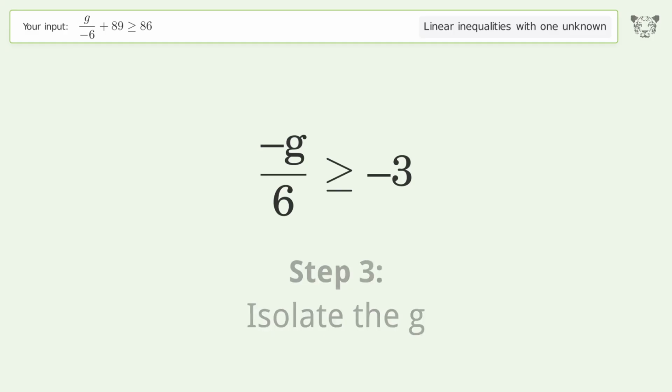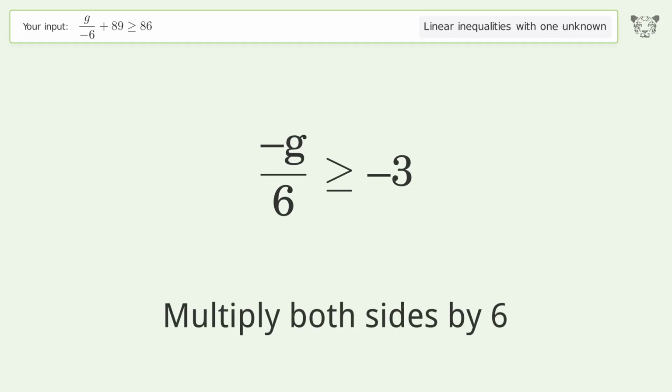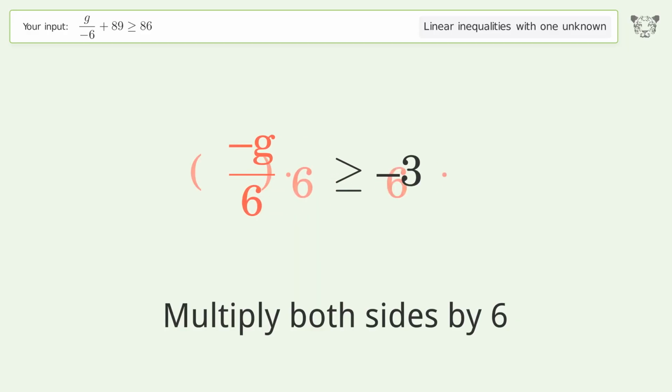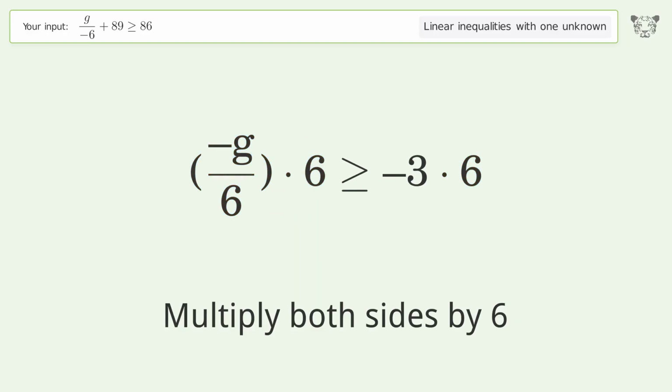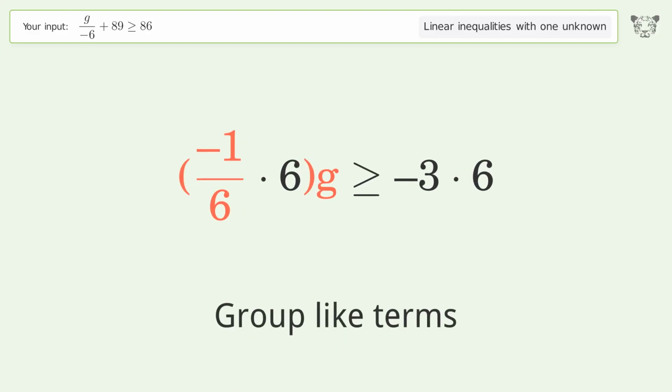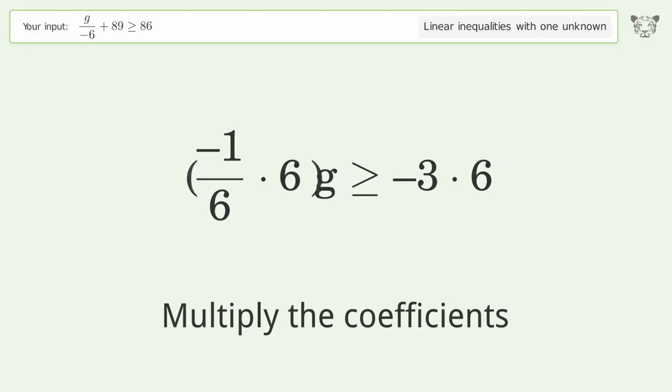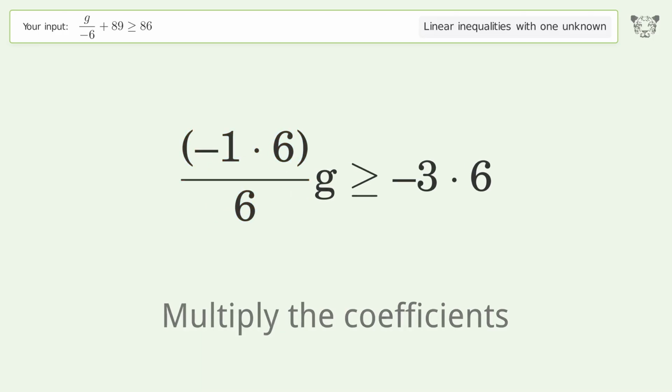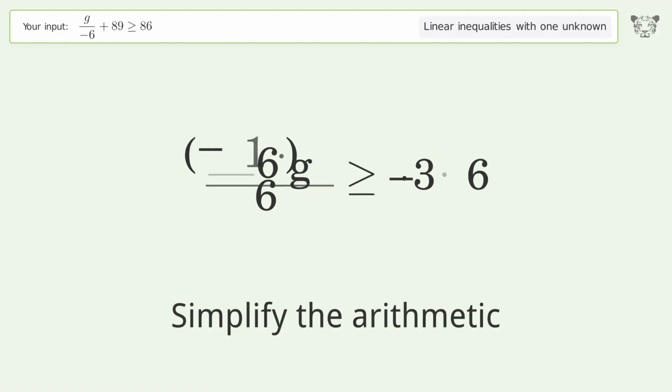Isolate the g. Multiply both sides by 6. Group like terms. Multiply the coefficients. Simplify the arithmetic.